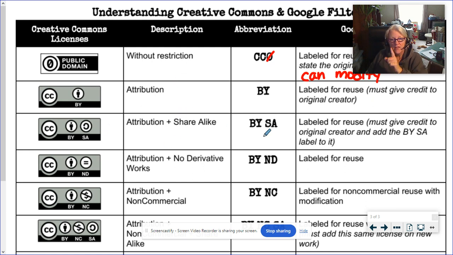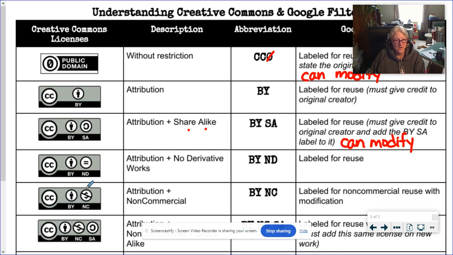Next, this one I think is the most confusing one, the SA, which means share alike. Now, what this means is you can change it. You can modify it. When I look through this, it says labeled for reusing it, meaning you can use it. You have to give credit and you have to add this label to it. But the one thing that's missing is that you can change it or modify that piece of work. So if it's a photograph, you could crop it a little bit. You could add some kind of text to it. So add the words can modify there.